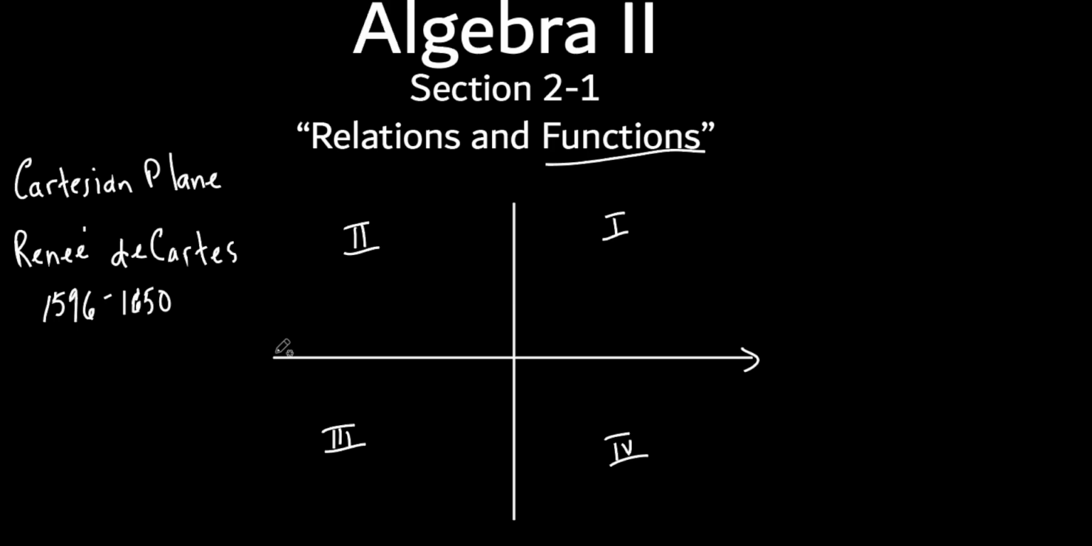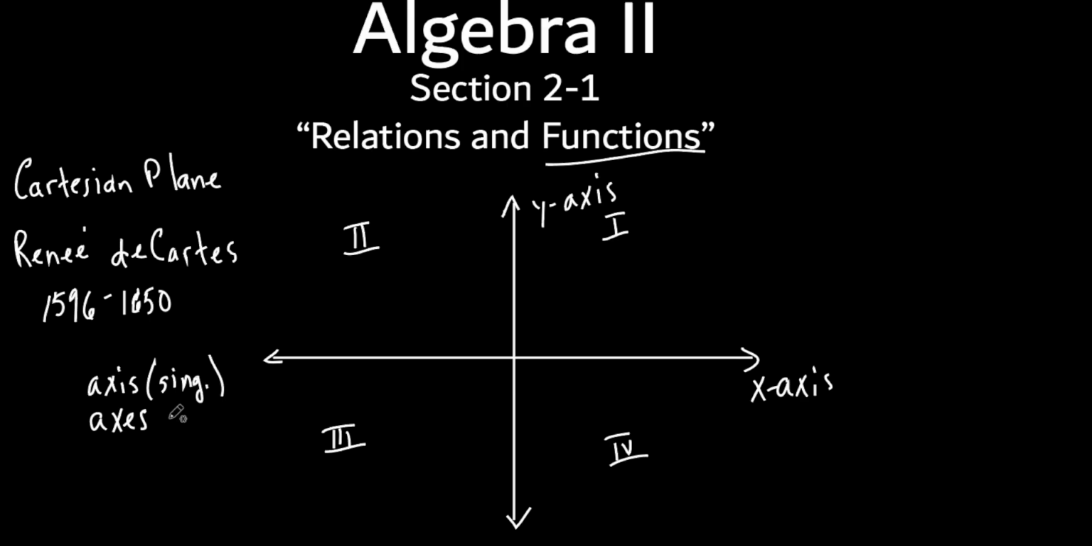These 2 lines have a name. What do we call these things? We call it an axis. So this is the x-axis. You all remember this. You've done this tons of times. And this is the y-axis. If I talk about the x and y, what would I say for the plural? It's axes. So the singular is axis and the plural is axes.